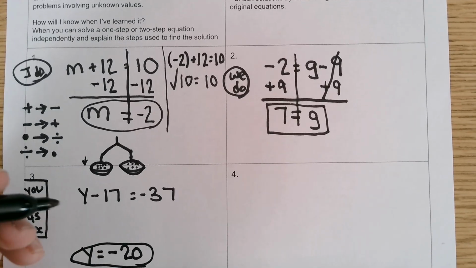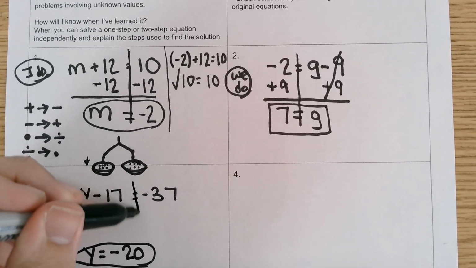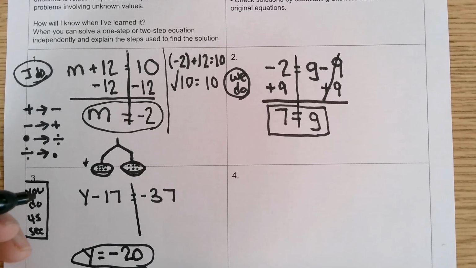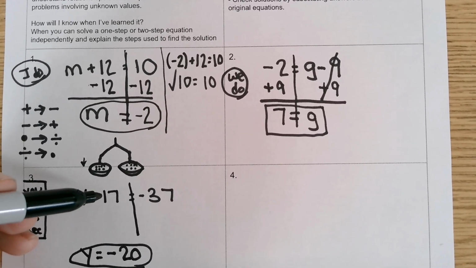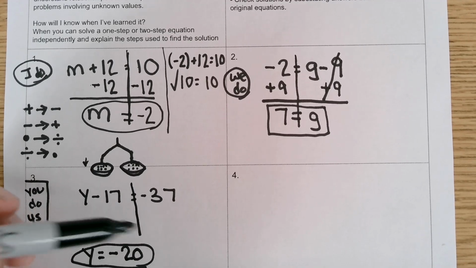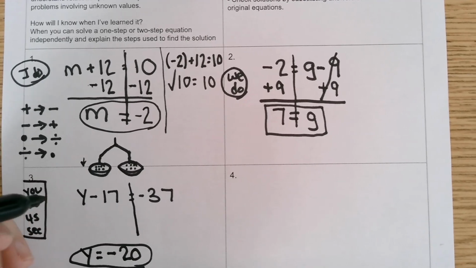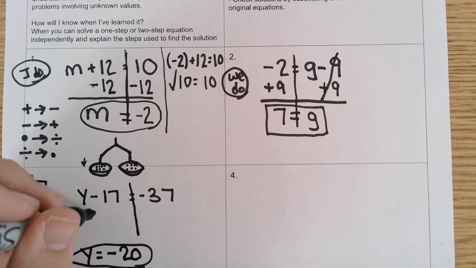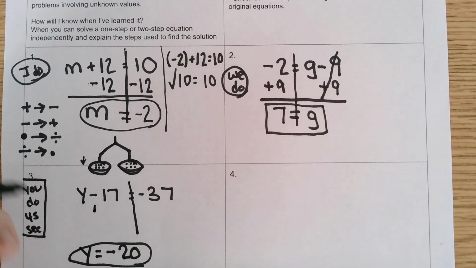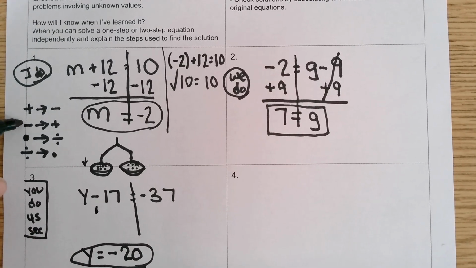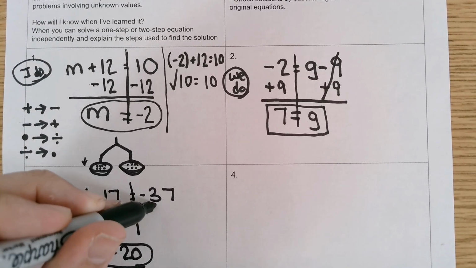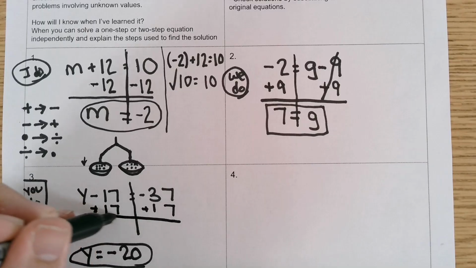How do we get that? Well, we drew our fence. We know that the goal is to get y by itself. So I need to get rid of -17 by forcing it to cross the fence. I'm making it walk the plank. So to do that, I have to use the inverse operation. The inverse of subtraction is addition. So I'm going to add 17 to both sides. Shabam.